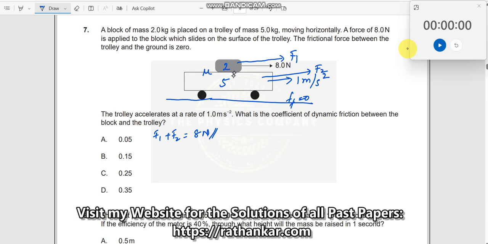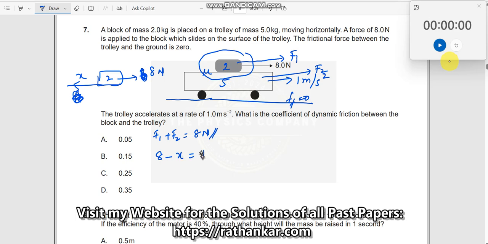Then the second thing is that let me analyze the free body diagram for the upper object alone. Let me write down the object separately. This is your 2 kg object, and you have the 8 Newton force applied over here, and you have a frictional force acting over here. Let me call this frictional force some x. You need not be confused. So I will write this as 8 minus x is equal to the net force F1. 8 minus x equal to F1.